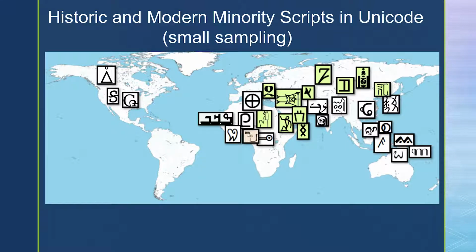To show you graphically the geographical spread of scripts in Unicode presently, I created this slide with a small sampling of the various scripts in Unicode. The green glyphs indicate historical scripts, as opposed to modern minority scripts. As you can see, they're spread across the globe, with many in Africa, the Middle East, Asia, Indonesia, and Oceania.